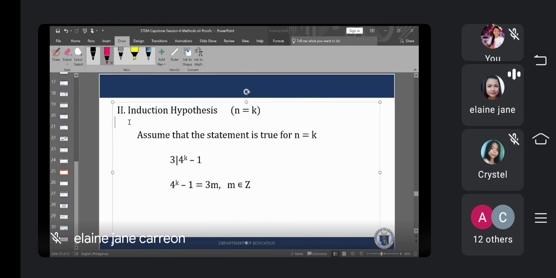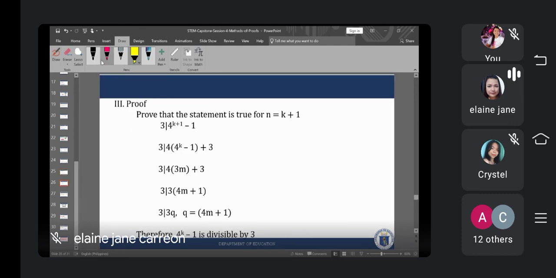Next, induction hypothesis. We let n is equal to k. Assume that the statement is true for n is equal to k. Okay, take note of this ha. So, pinalitan na natin. 3 divides 4 raised to k minus 1. We let 4 raised to k minus 1 equals 3m, where m is an element of an integer. Okay? So, tatandaan yan kasi gagamitin natin dito.